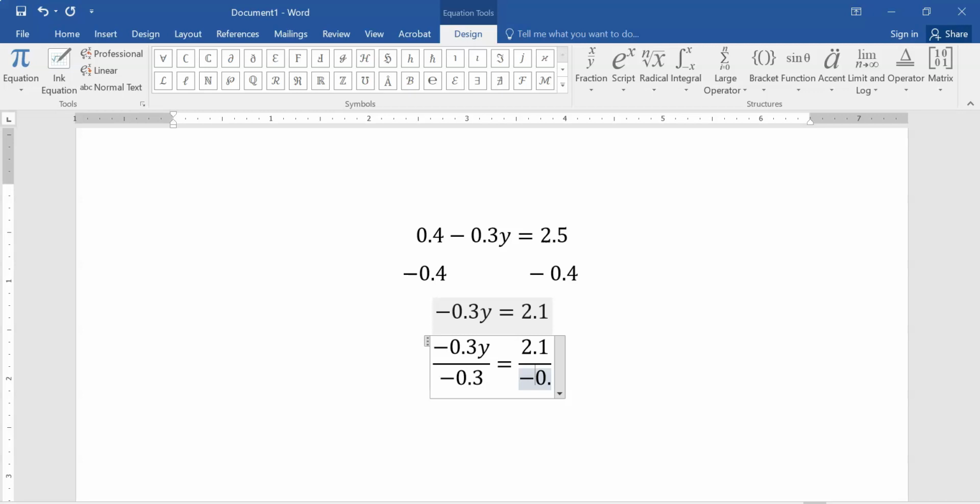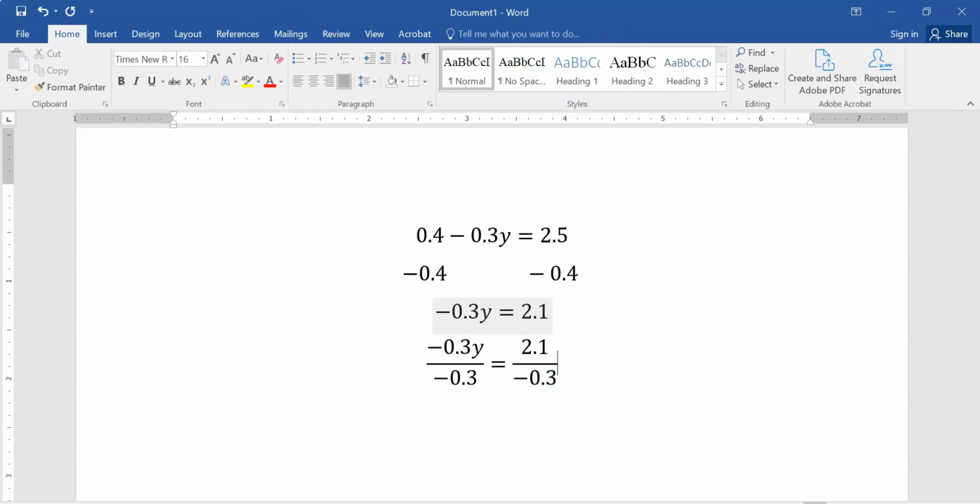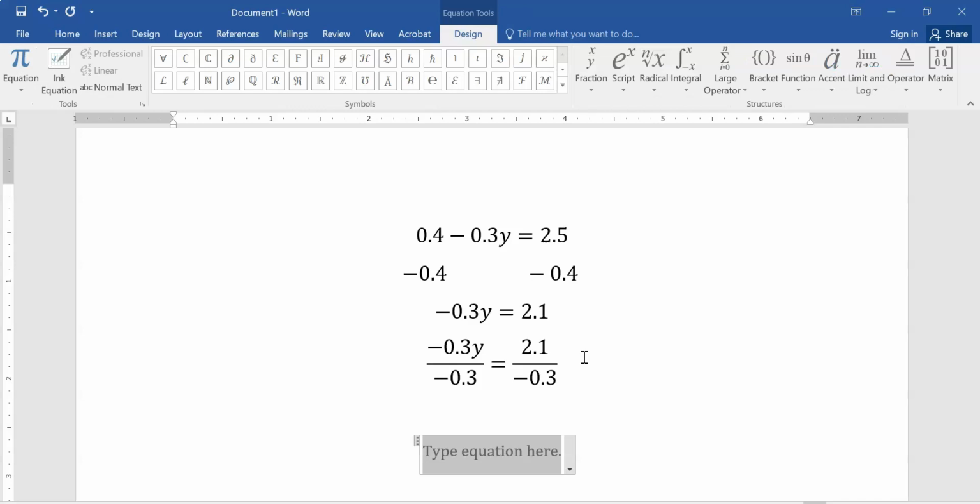So we're going to divide both sides by negative 0.3. Now, dividing the left-hand side by negative 0.3 gets rid of the negative 0.3 coefficient of the y. You're going to end up with just a y on the left-hand side. If I take 2.1 divided by negative 0.3, I get a negative 7.